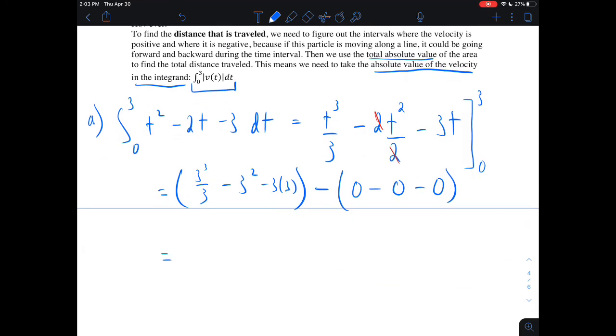So then what I get, 3 cubed divided by 3 is 9, minus 3 squared, which is 9, and then minus 3 times 3, which is another 9, and then minus 0, so we don't need those. So this gives me negative 9. So the distance traveled is negative 9. So what does that mean? If we went forward and backward, at the end of the day, we essentially just traveled 9 units backwards.